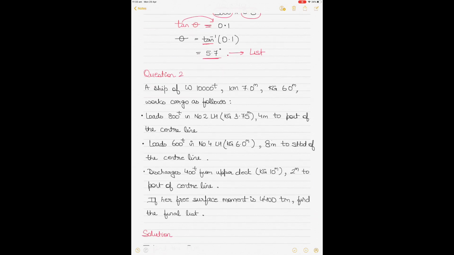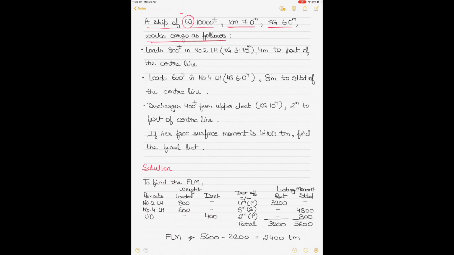Let's take question number 2, which will be a different question. In this question number 2, the ship's displacement is 10,000 tons. KM of the vessel is 7 meters and KG is 6 meters. The following cargo work was carried out on this ship. The vessel loaded 800 tons in number 2 lower hold, where KG is 3.75 meters, 4 meters to port of the center line. This is the first operation carried out.